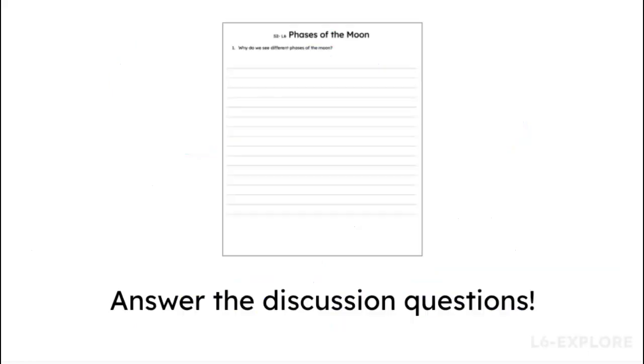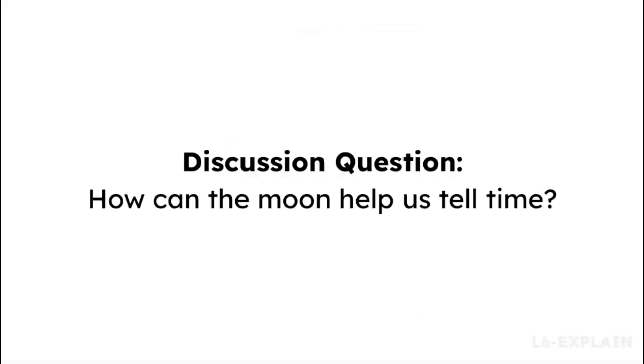After students have completed the model, you'll have them use the Phases of the Moon student journal page to answer the discussion questions. In the Explain portion of the lesson, students will engage in a class discussion. You'll invite them to gather and analyze their observations from the activity. You'll use the provided questions to guide the discussion around how can the moon help us tell time.